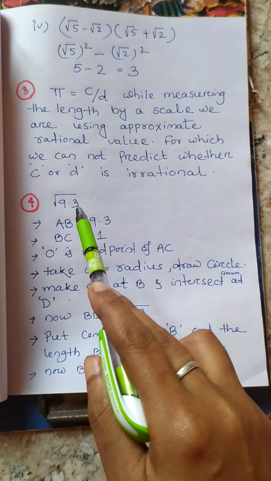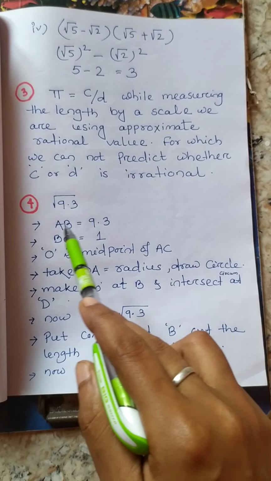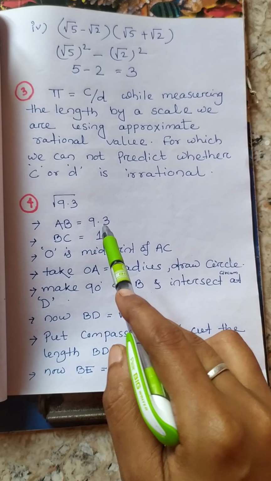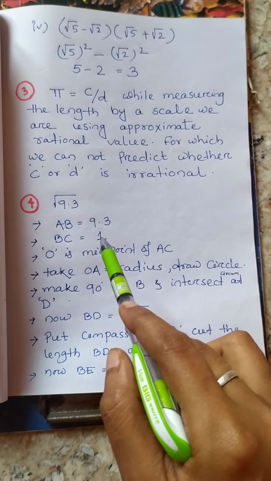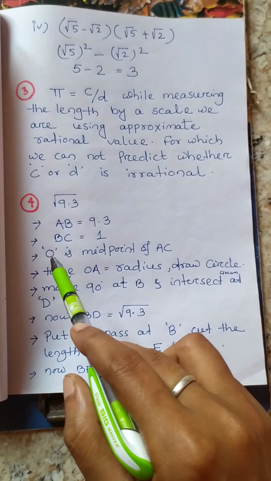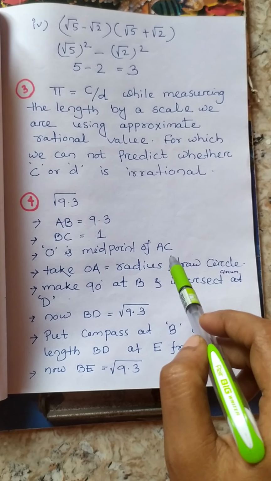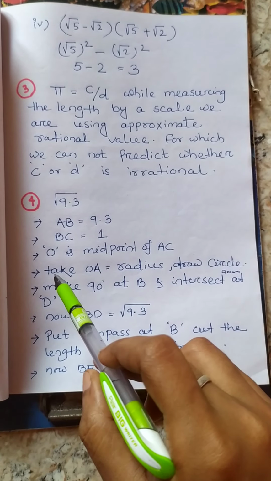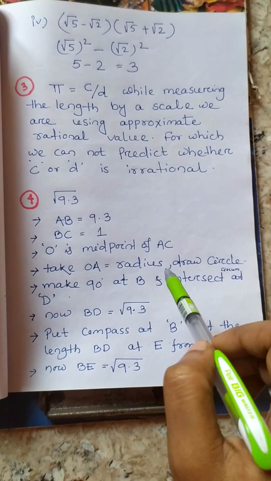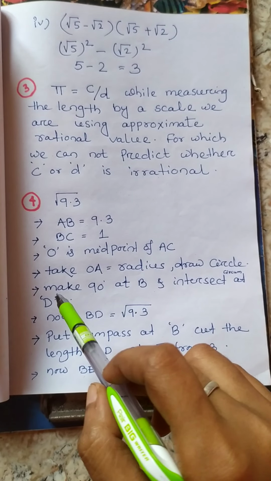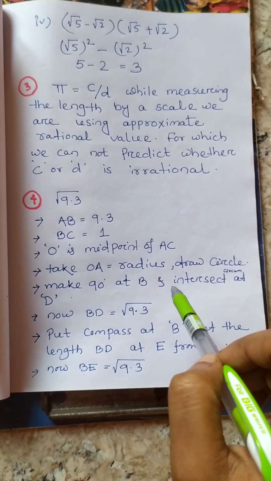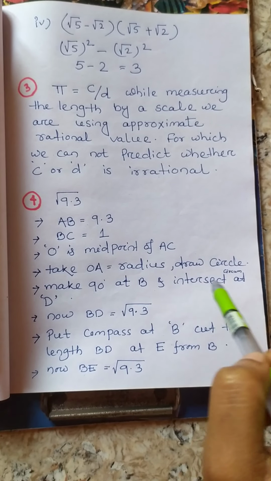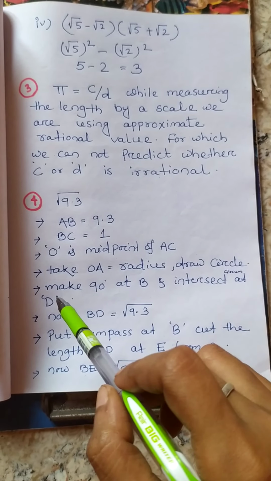First of all, whatever value we have to draw, take that value as AB equals 9.3. Then draw BC equals 1. Take O as the midpoint of AC. Take OA as radius and draw a circle. Then make a 90 degree angle at point B, which will intersect the circumference at point D.